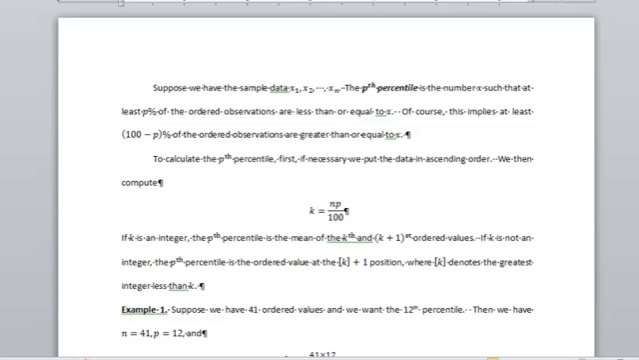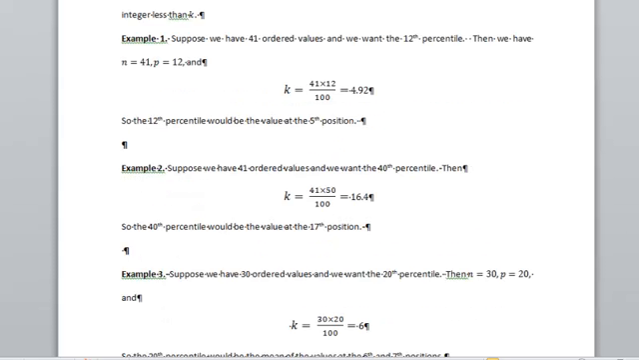So here's a couple of examples to explain what's going on here. Suppose we have 41 ordered values and we want to know the 12th percentile. The number of data values is 41, and we're going for the 12th percentile, so p is 12. To find the index, I would use the formula 41, that's the n, times the p, which was 12, divided by 100. I get the index of 4.92. Since it is not an integer, I go to the next greater integer, not rounding rules, and so my index would be in the 5th position.